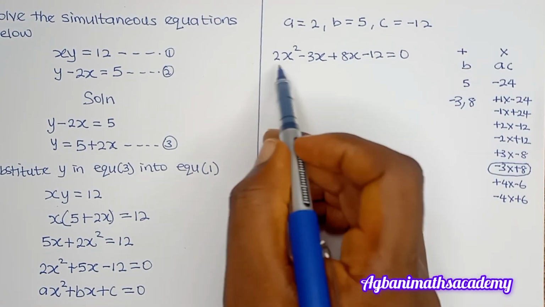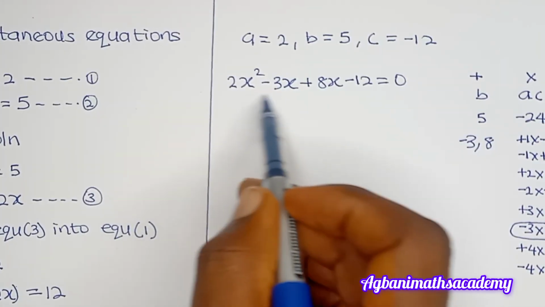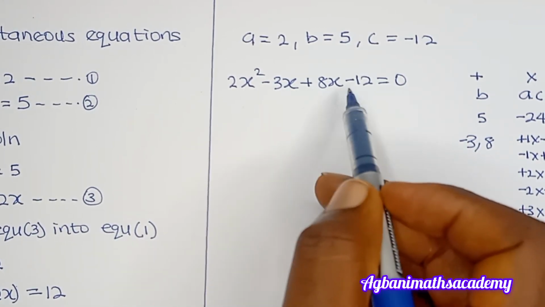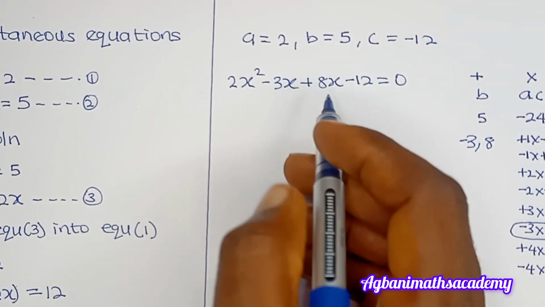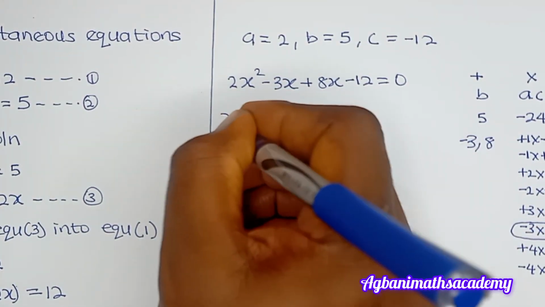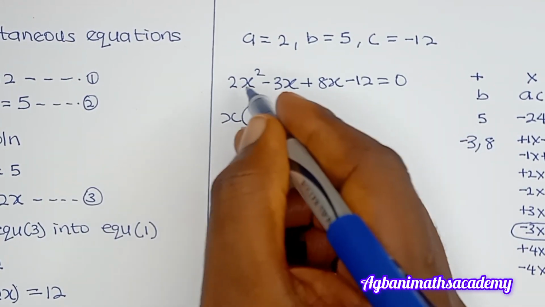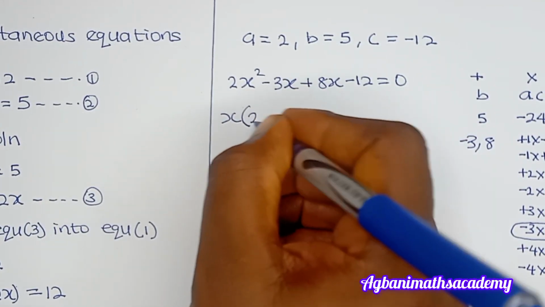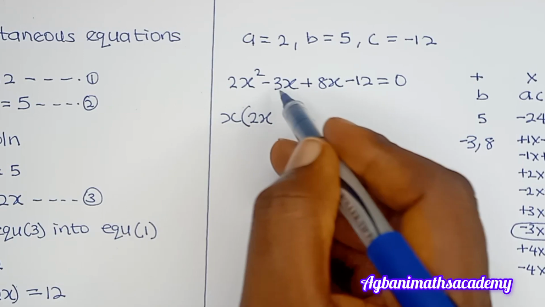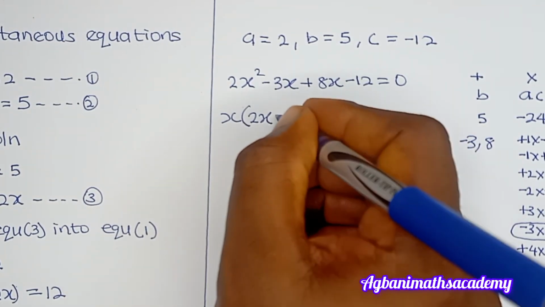So now we can factorize by grouping. We can factorize this group together and we can factorize this group together. So let's factorize the first group. What is common here is x. 2x squared divided by x is going to give us 2x. Minus 3x divided by x is going to give us minus 3.